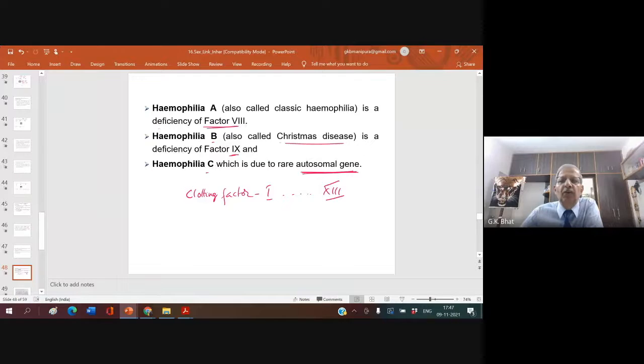This is called Christmas disease because it was first observed in a boy by the name Christmas. It is due to deficiency of factor 9. So how to remember? A comes first, B comes next; 8 comes first, 9 comes next. Understood? Clear? Shall I go ahead?